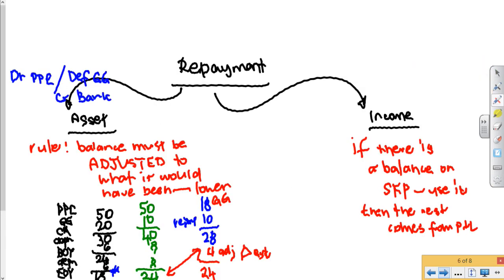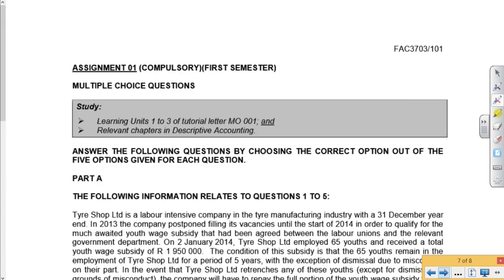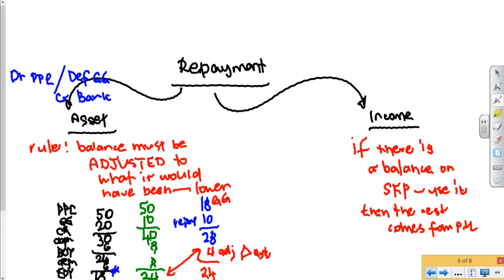Debit something, credit bank. My journal entry would be debit statement of financial position. If there's enough there, it will all come from there. And then the credit would go to bank. But if there isn't enough, debit statement of financial position for whatever you can, then debit P&L with the rest, then credit bank. All right? So those are the rules for a repayment. If it's an asset, the balance must be adjusted to what it would have been. If it's income, if there's an amount on the financial position, use that first and then use P&L to make your repayment.